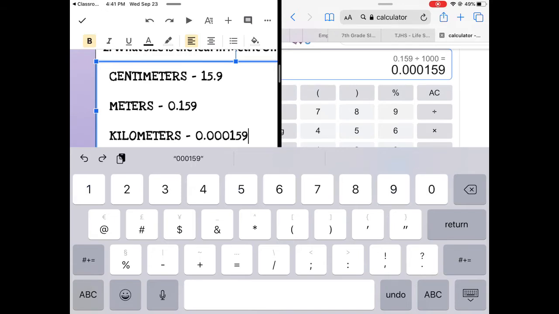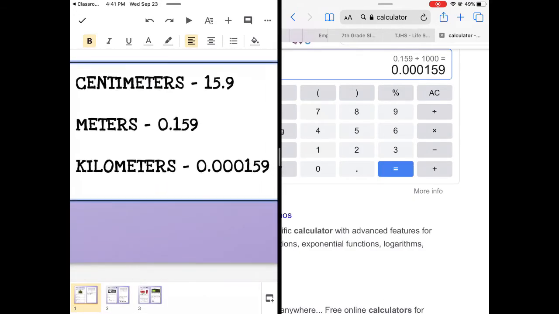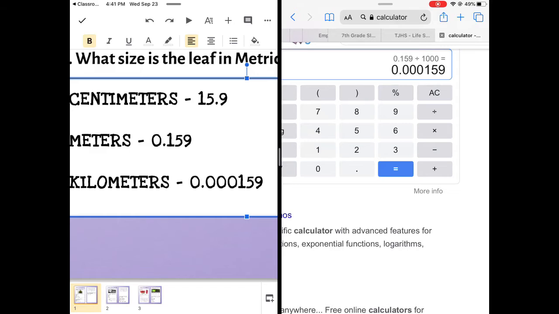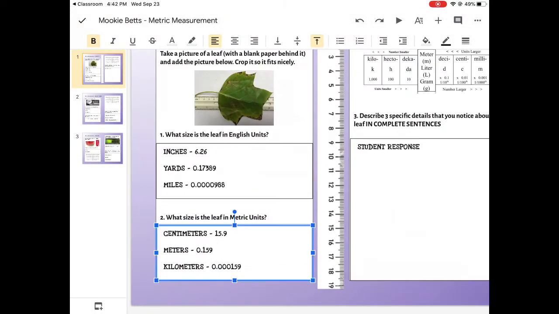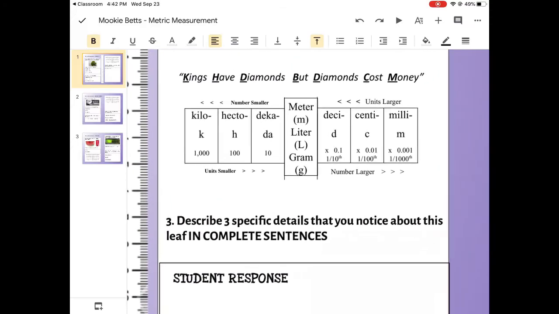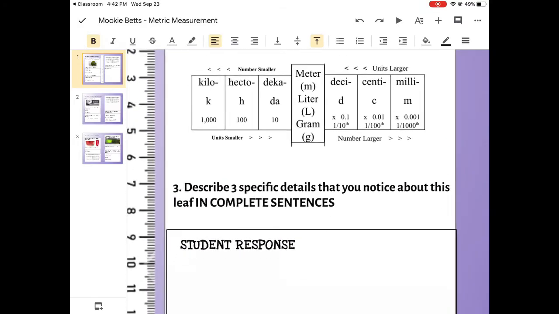0.000159. Because the metric system is based on tens, hopefully you notice that my numbers actually didn't change. I just added zeros and moved the decimal point. And I didn't actually need the calculator to do that. And so we have a tool that will hopefully help us see that. That tool is this decimal hopper that I'm going to talk more about tomorrow.